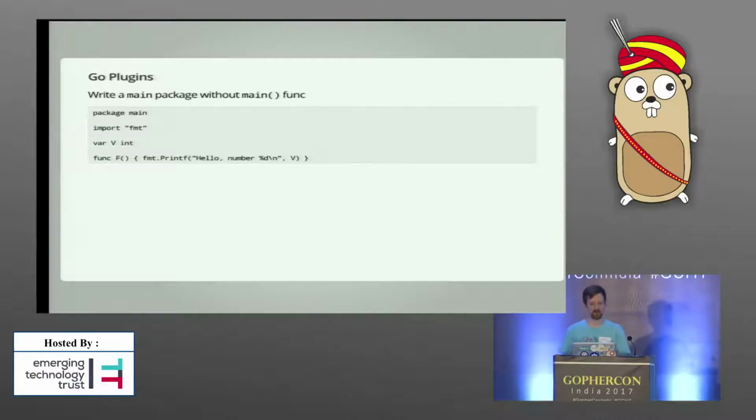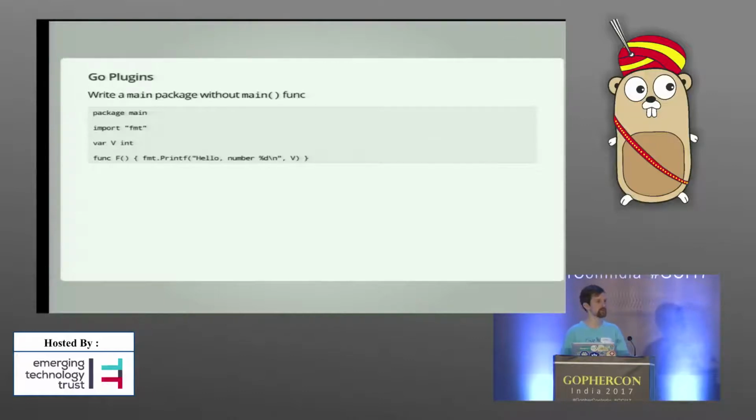So in order to actually write a Go plugin, it's very similar to the previous examples with shared libraries, in that we basically create a package without a main function. We don't need a main function. We just define the functions and variables that we want to expose.